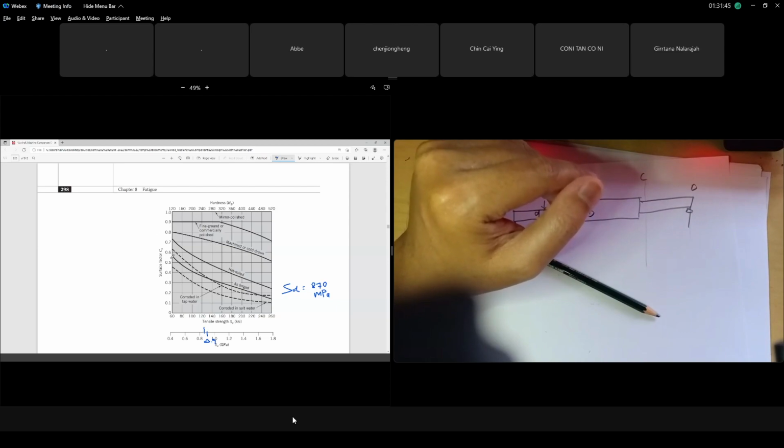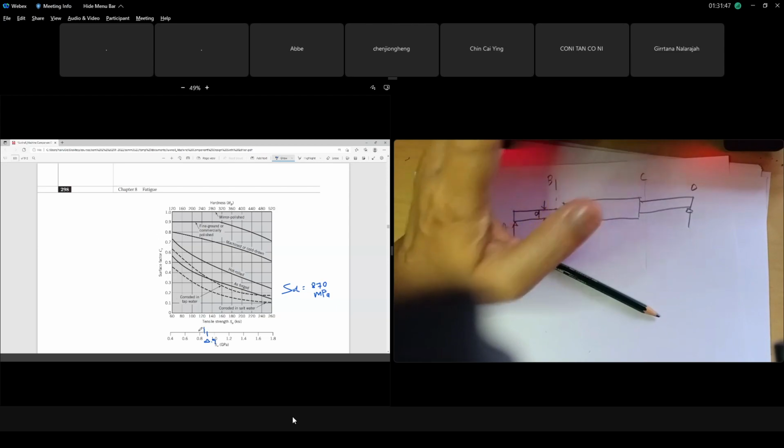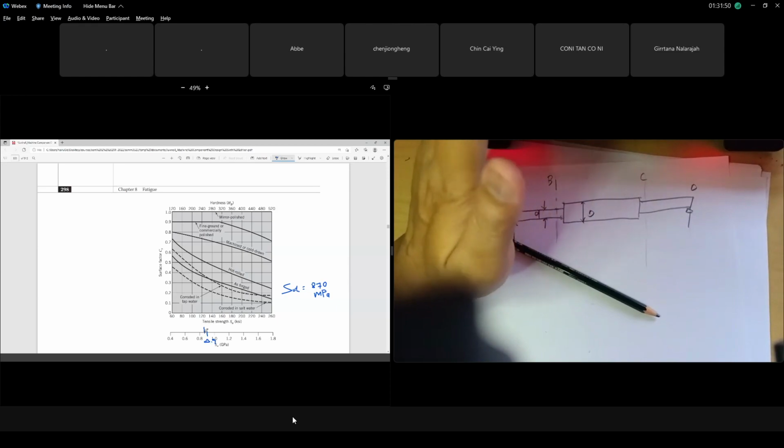Your factor, your Y, is your surface factor CS. Try to do it accurately with a ruler. Where is 0.7? Okay, clear, class? 0.7 is somewhere here. I have to do it by hand, I have no choice. So you use your ruler and bring it up.